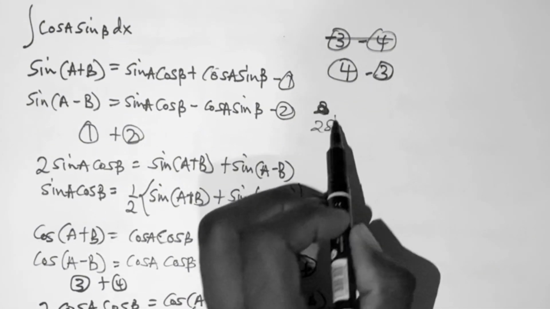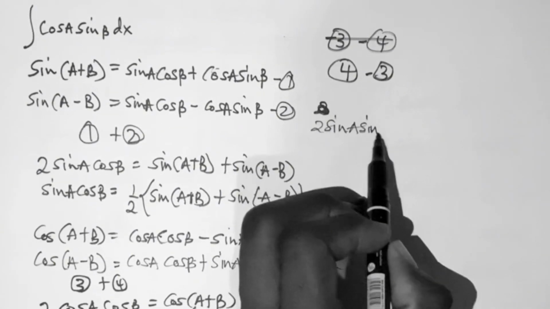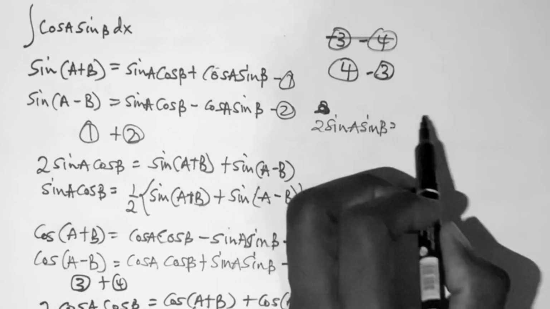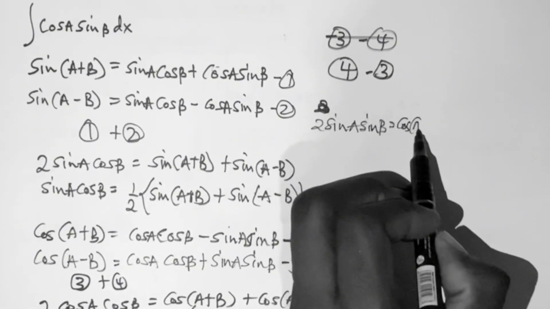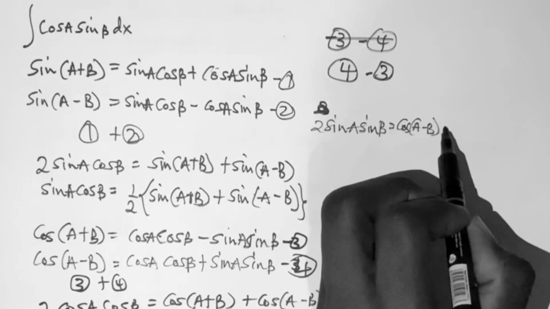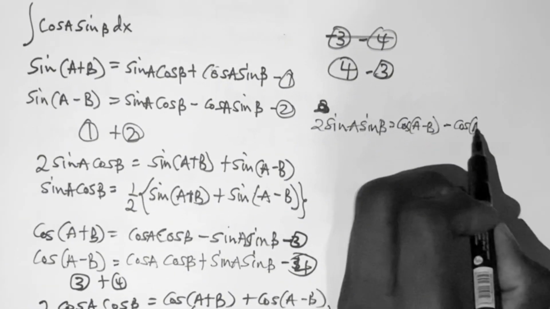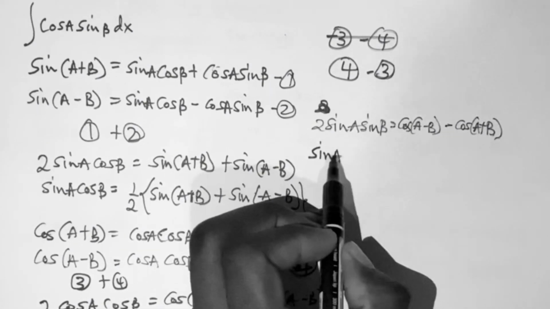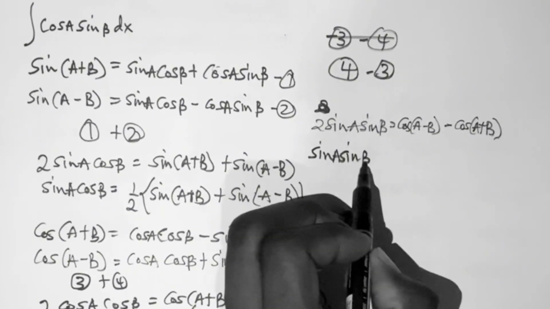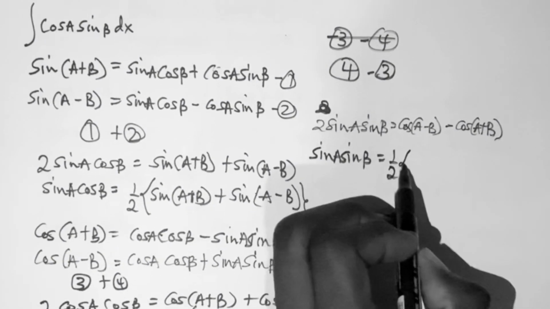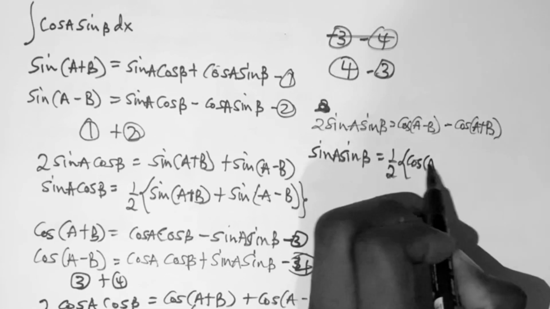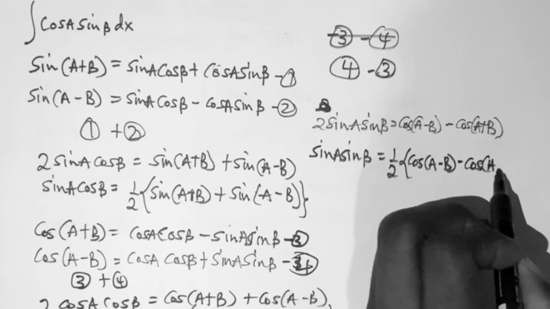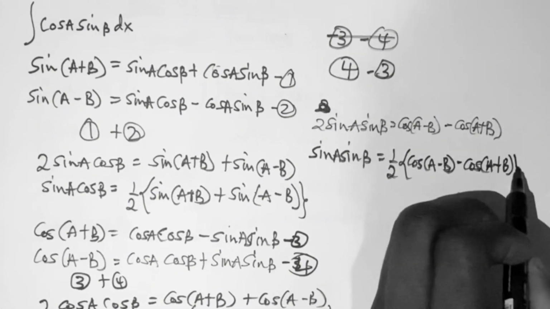So 2 sine A sine B is equal to, now we are subtracting 3 from 4, so it becomes cos(A - B), and then minus cos(A + B). So if we make sine A sine B the subject, it becomes half of [cos(A - B) minus cos(A + B)], bracket close.